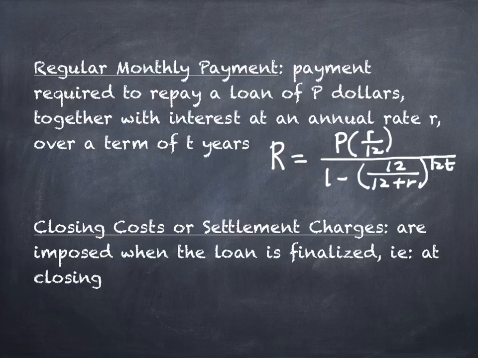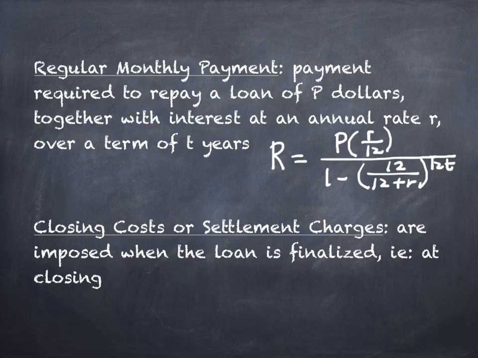All right, our regular monthly payment is the payment that we would be required to pay on the loan each month. It includes both the amount of interest to that point and part of the principal payment to that point, and it's found by taking the principal times the rate over 12, where the rate is a percent changed into a decimal, all over 1 minus the quantity 1 plus that same rate over 12, raised to the negative 12t, and remember t is always in years.